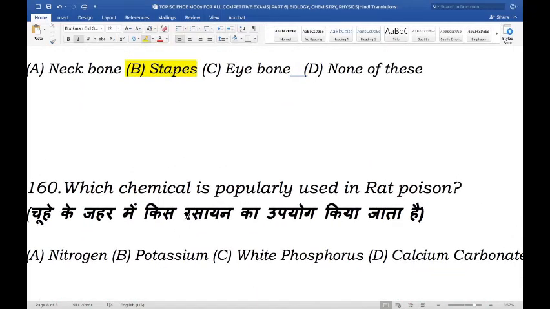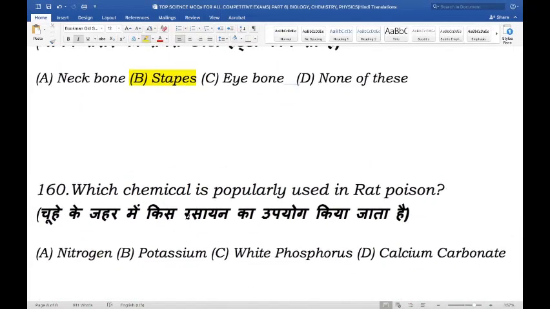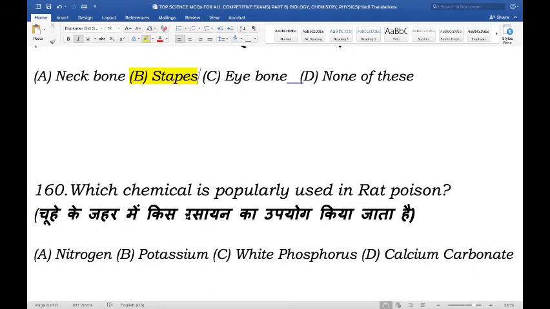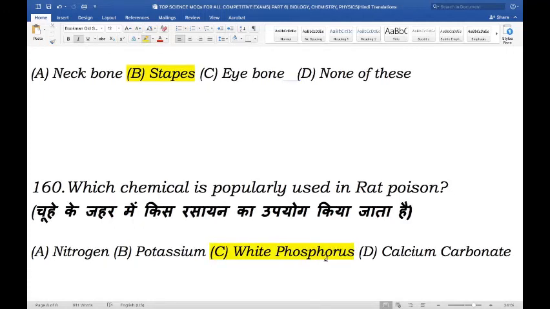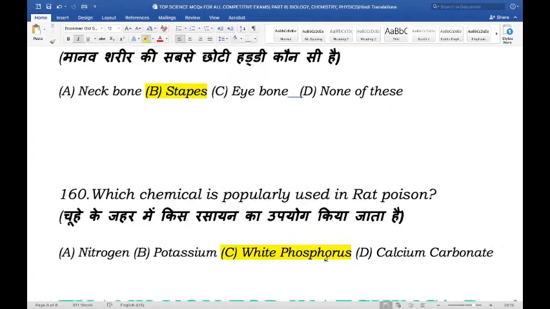Question number 160. Which chemical is popularly used in rat poison? Is it A, nitrogen, B, potassium, C, white phosphorus, or D, calcium carbonate? So which chemical is used in rat poison? And the answer is C, white phosphorus. Fun fact, this chemical also glows green when exposed to air.